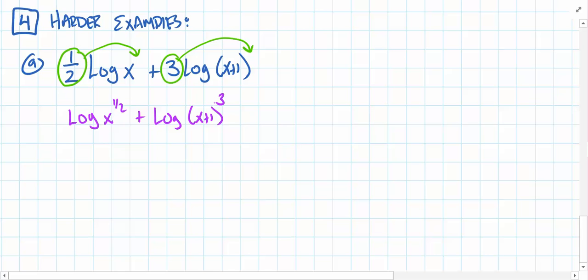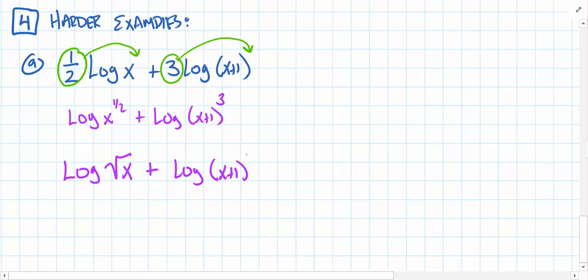No. Nope. No. The square root of x. Very good. So this is equal to log square root of x plus log x plus 1 to the third. I have a feeling that we forgot a few things here.